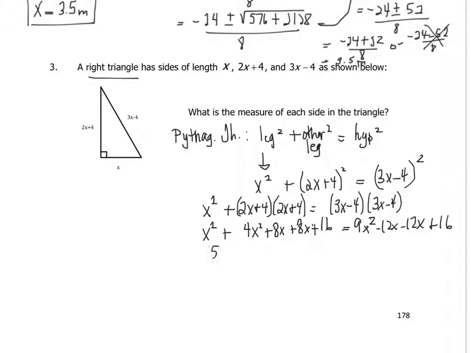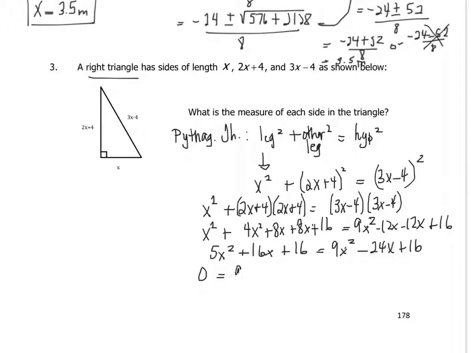So that would give me 5x squared plus 16x plus 16 equals, I'm just putting the like terms together there, 9x squared minus 24x plus 16. So I'm going to bring everything to one side so that the other side is 0, and I'm going to bring it all to the right side because I like having positive x squareds in my equation if I can, so there's more x squareds over on the right side.